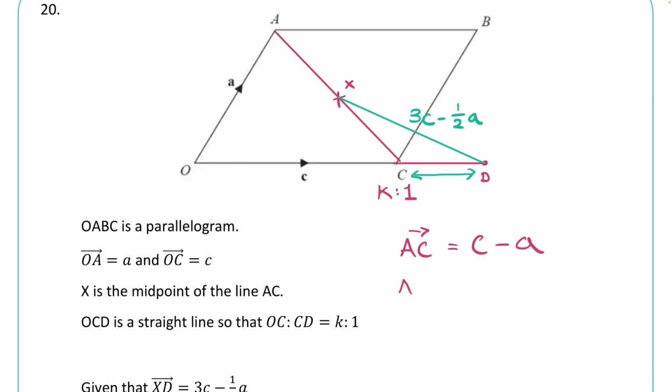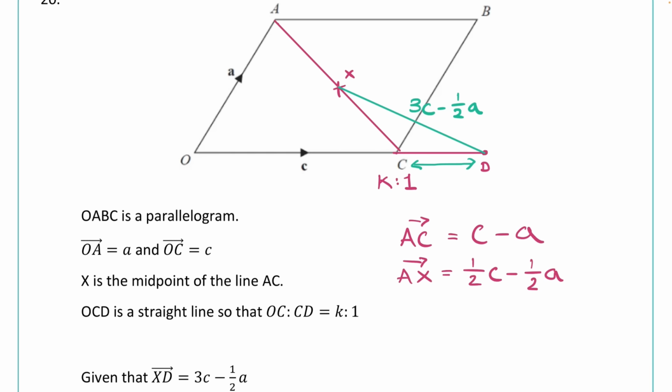We can now do the midpoint, so A to X is half of that. So we could write that as a half bracket C minus A, or we could just times them both by a half, half C minus half A. From there, we can now get to D, because we are given the vector to get from X to D. So now we have moved to this point, we can use the vector that's already given to us to get to point D. So A to D is A to X plus the X to D we've already been given.